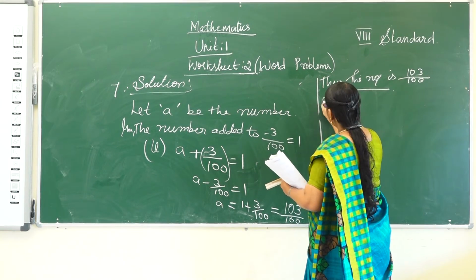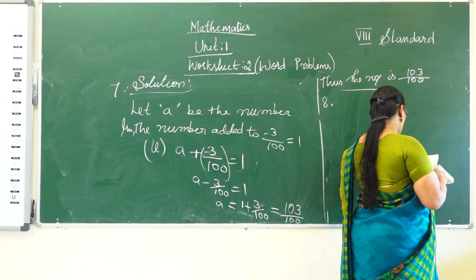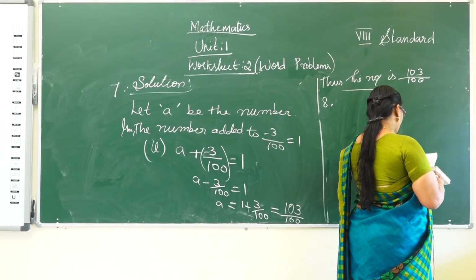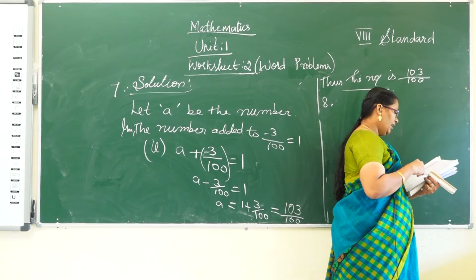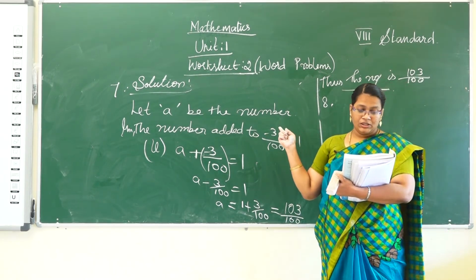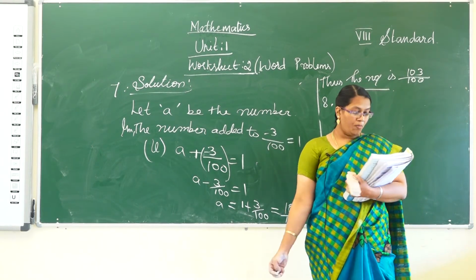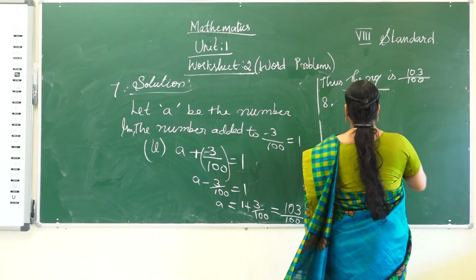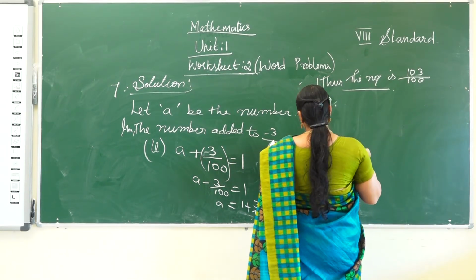Okay. Now see the 8th problem. Subtract the sum of minus 5 by 8 and 7 by 16 from the sum of 2 by 5 and 3 by 4. We already did a model of this in the previous worksheet. So the 8th one is homework. Okay. And now see the 9th problem.